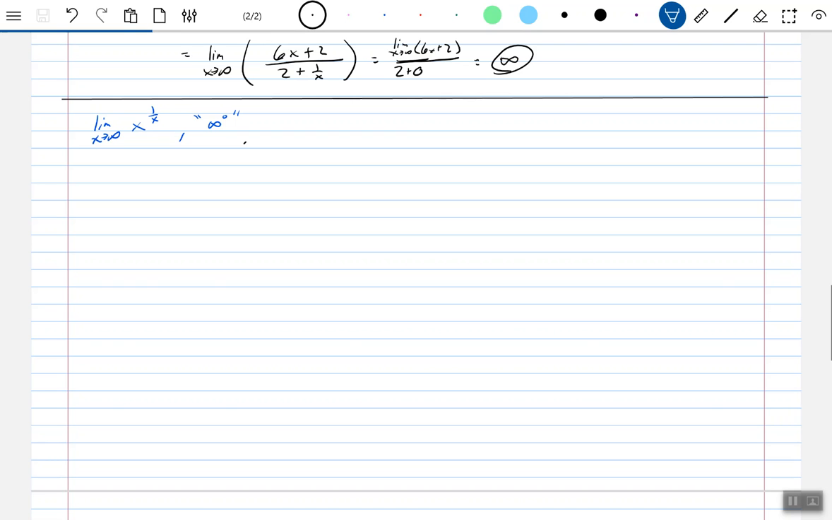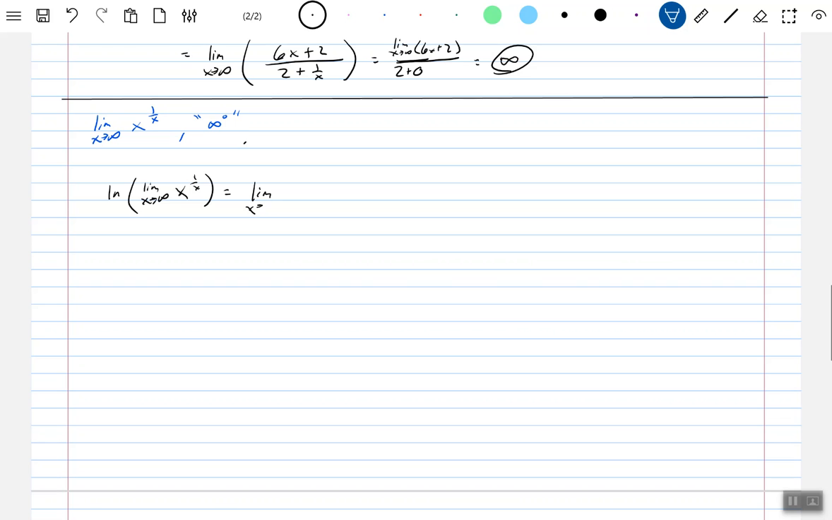Now, how are we going to do that, you wonder? Well, here's how we're going to do it. We're going to use the natural log. We're going to take this auxiliary equation and calculate the limit as x goes to infinity of x to the 1 over x, which is just equal to the limit as x goes to infinity of the natural log of x to the 1 over x.